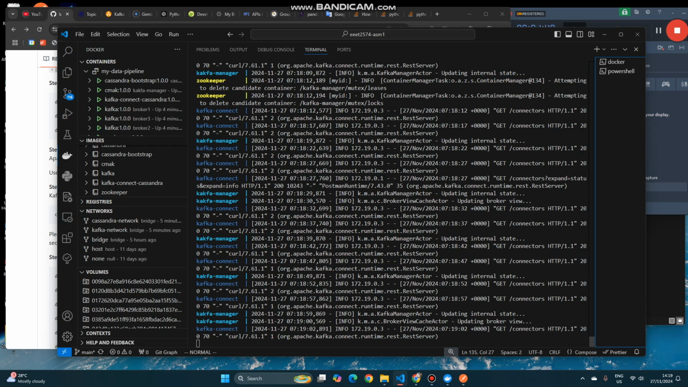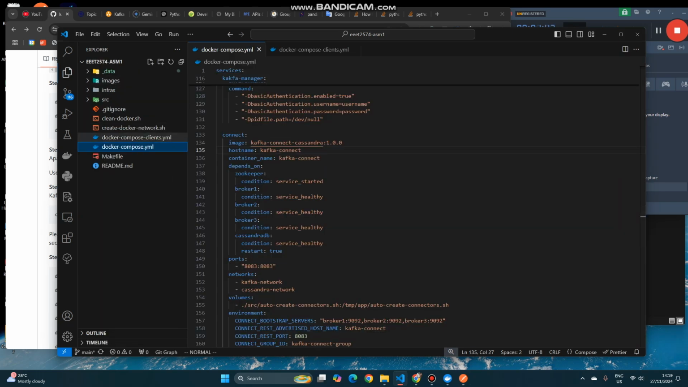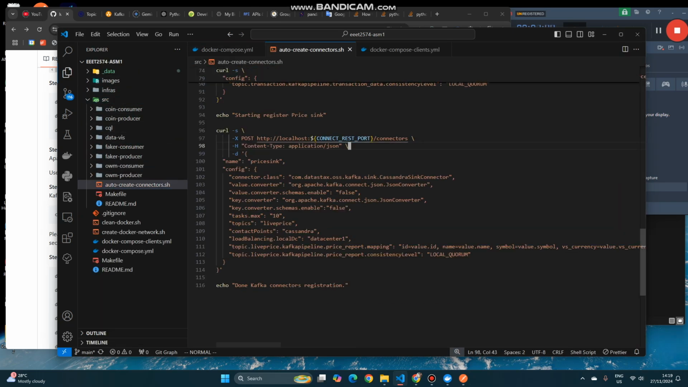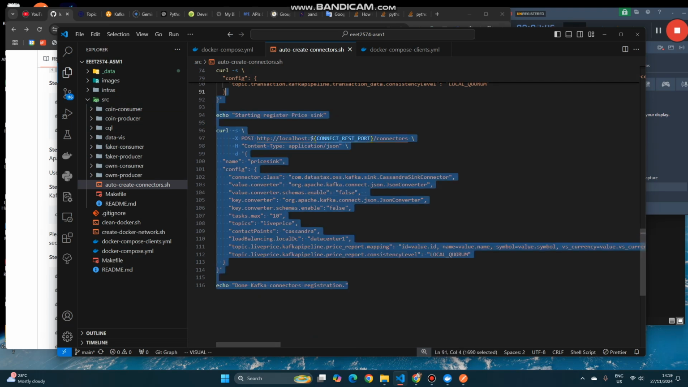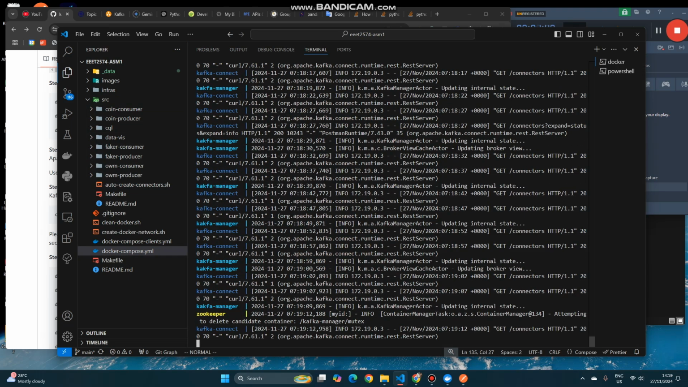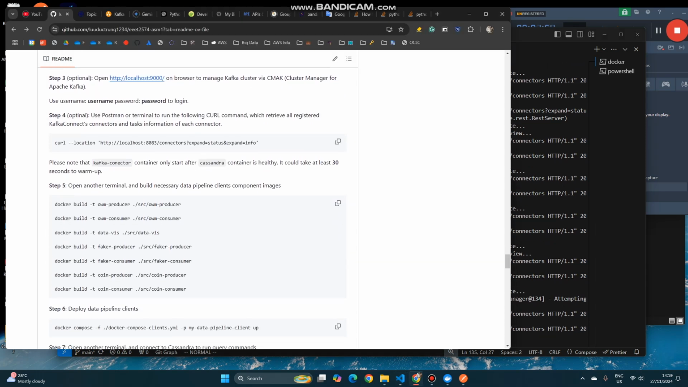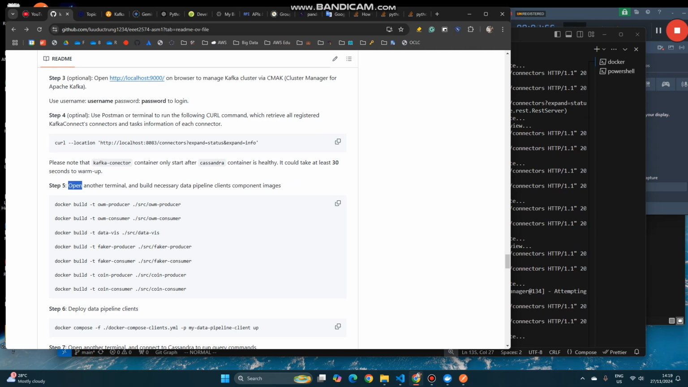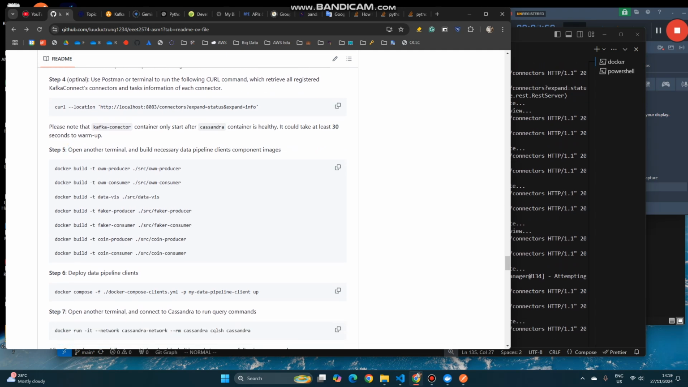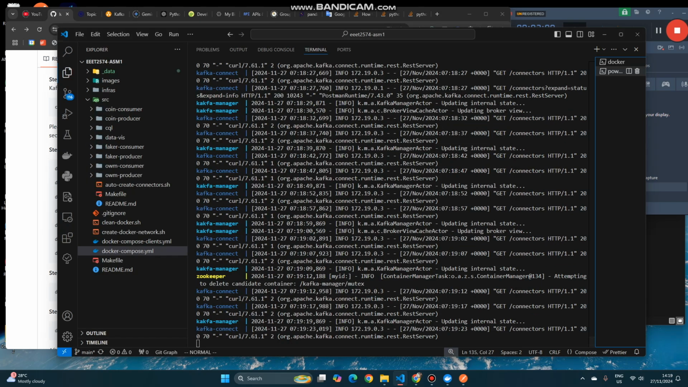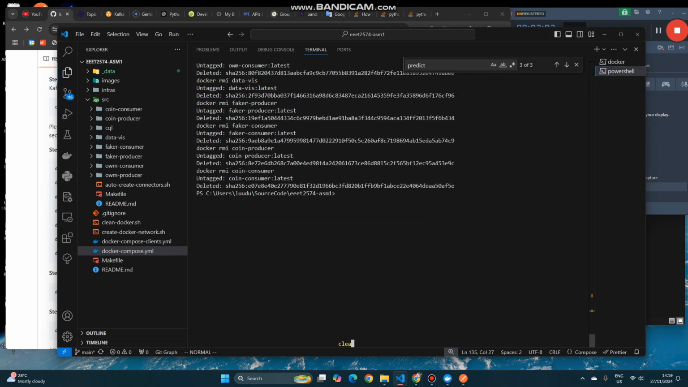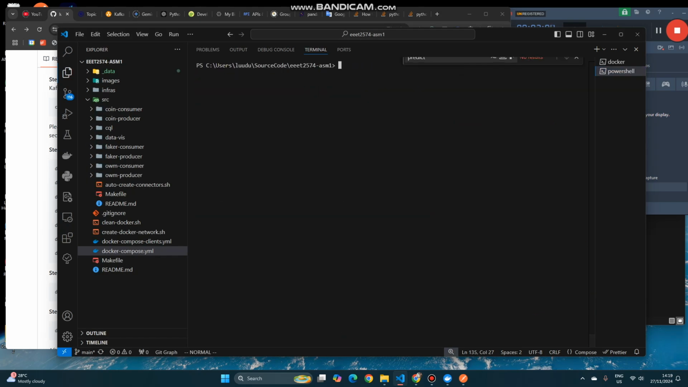Which means that this shell script is running successfully. Okay, and Kafka Connect is still running. Okay, good. We move to step number 4. So we open another terminal.